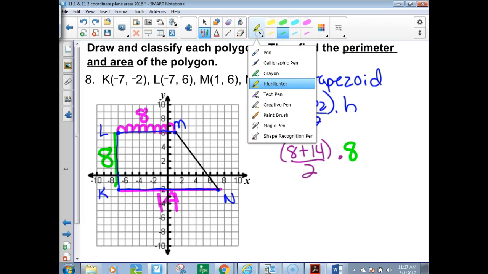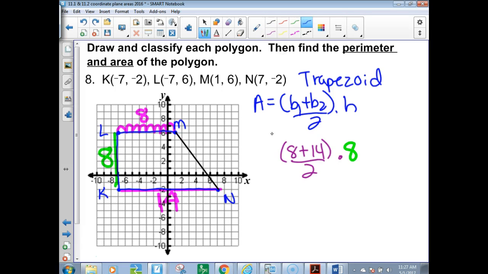All right, so the area is, see, 22. No, this is an easy one. 22 divided by 2, what's that? All right, what's 11 times 8? There you go. 88 square units.